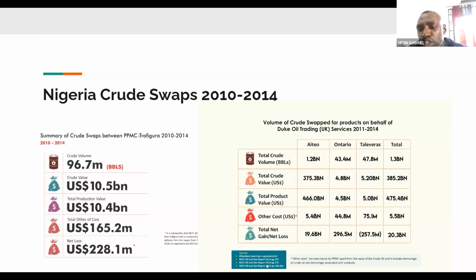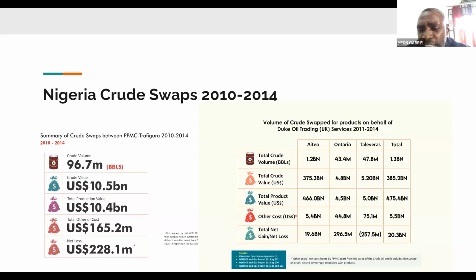And what we observed here is that between 2011 to 2014, Duke Oil engaged these three companies. For Ateo, for example, a total of 1.2 billion barrels of crude oil was traded at $375 billion. In fact, to cut the long story short, we have a record of $9.6 billion loss. Ontario, $43.4 million was traded. The long story of that is that there was a record of $296.5 million loss. Televeras traded $7.8 million of crude oil. Cut long story short, a record of $457.5 million was lost.